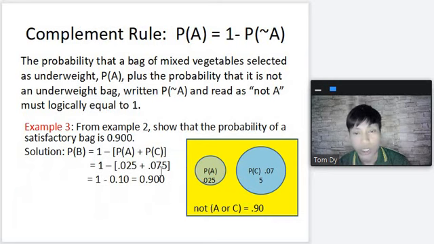So we go back to this one: 1 minus the probability of A plus the probability of C. By looking at this formula, the probability of B equals 1 minus the probability of not B. Since this is not B, which is equivalent to the probability of A plus the probability of C, we simply add their values, then the result is 0.90. So this is our proof.